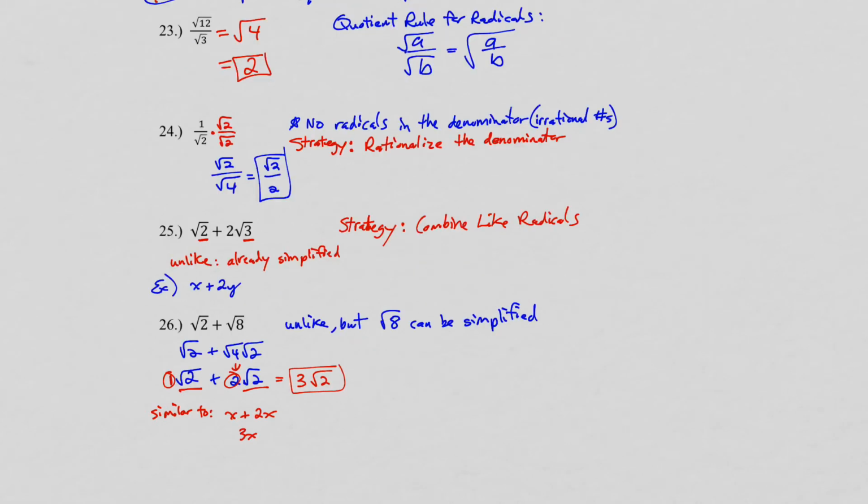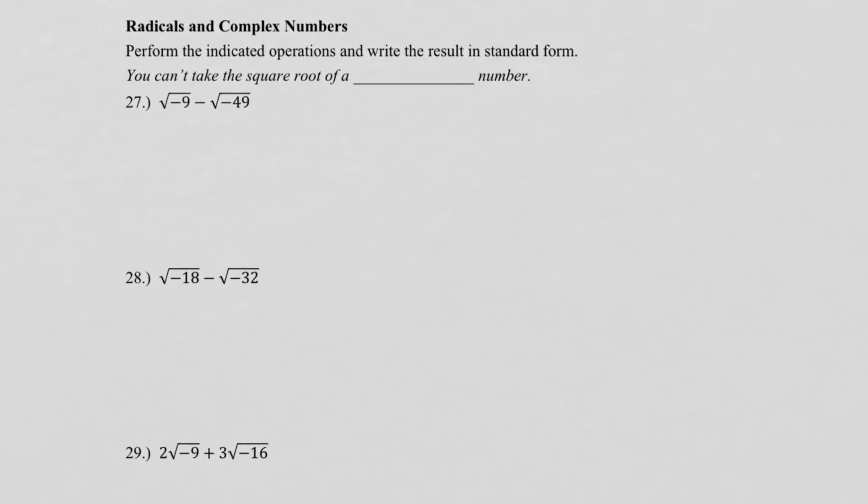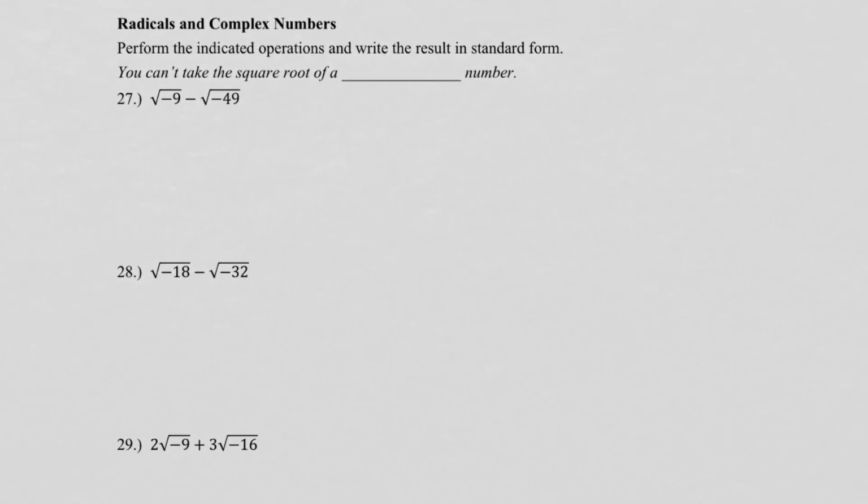Okay, so we're done with that quick review of radicals. Now let's combine those concepts with the idea of complex numbers and getting those imaginary numbers out of those radicals. So let's go to our last page of the workbook. Just remember that you can't take the square root of a negative number.